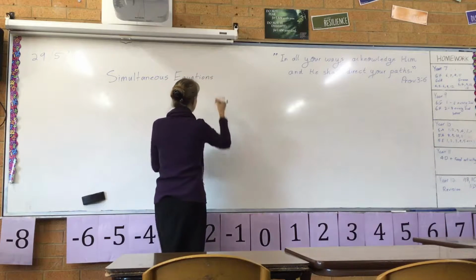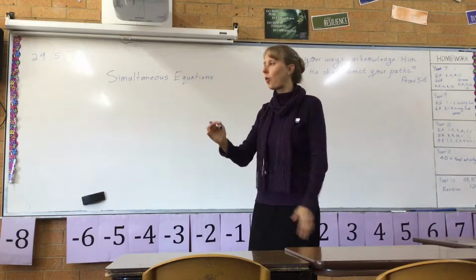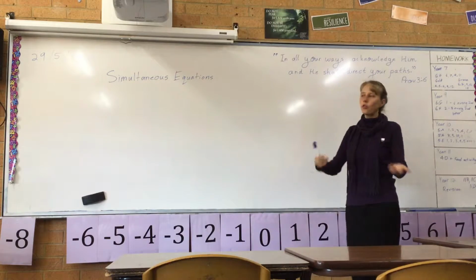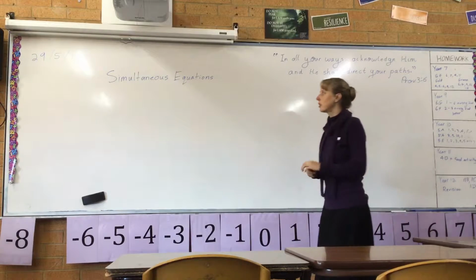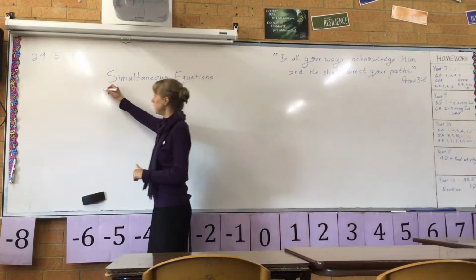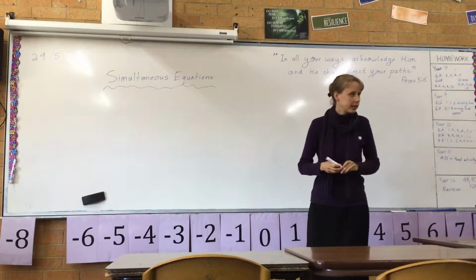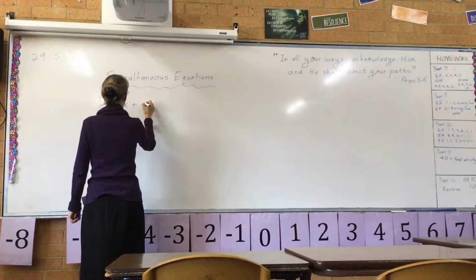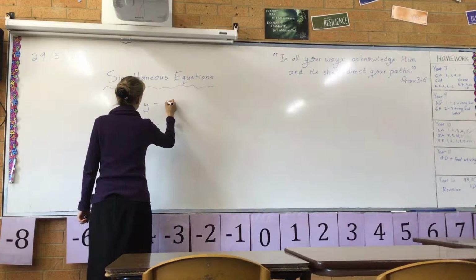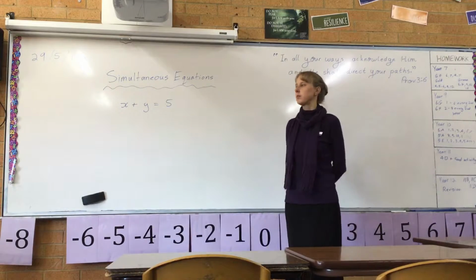So the last little while we've been looking at equations and solving equations, graphing equations, writing them out as relationships, but now we're looking at simultaneous equations. Let me give you an example. Just say I have x plus y equals 5. What is x and y?